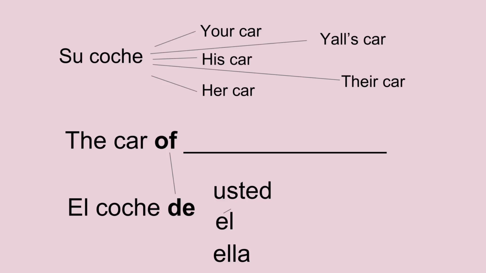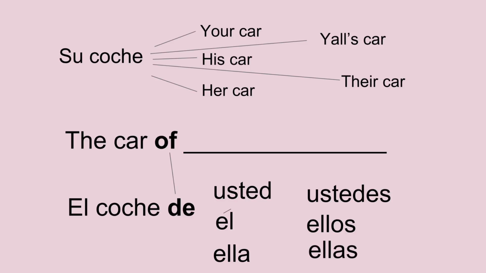So when it is not clear what su coche means, you have to clarify. So we can go on and we can say el coche de ustedes. El coche de ellos. And el coche de ellas. So when su coche doesn't do the trick, you're going to have to reword it into an of phrase. El coche de. Okay, let's look at it in the plural.